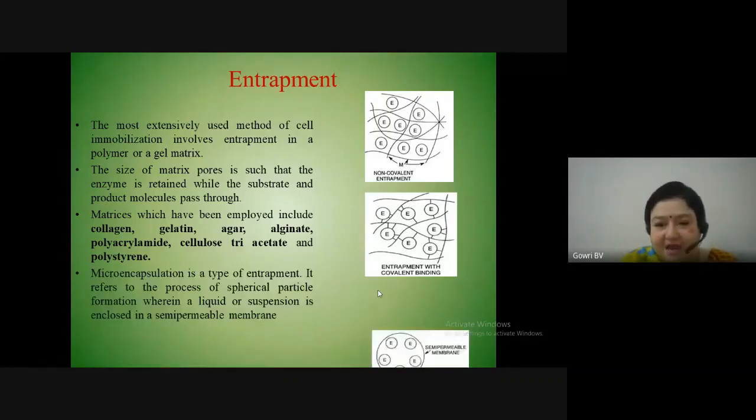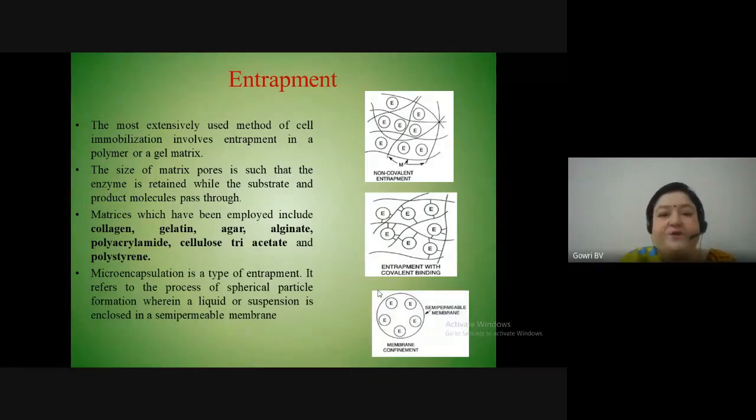One of the other methods under entrapment is microencapsulation, which is again a type of entrapment method. It refers to the process of spherical particle formation wherein a liquid or suspension is enclosed in a semi-permeable membrane. So the enzyme will be fixed within the semi-permeable membrane. If you look at the right side diagram, the bottom one, you will see the semi-permeable membrane where you find membrane confinement. I repeat, microencapsulation is a type of entrapment.